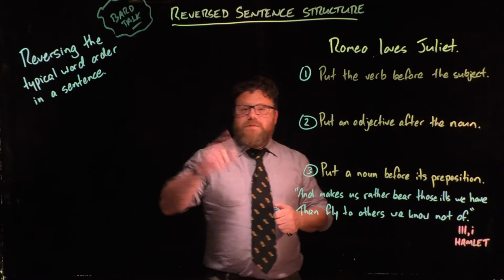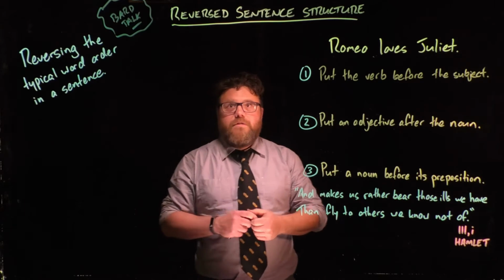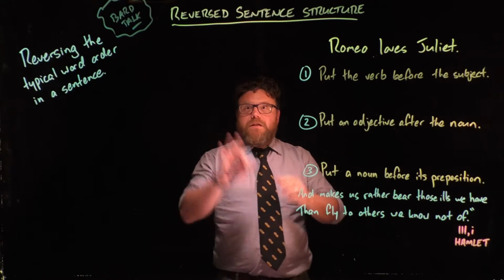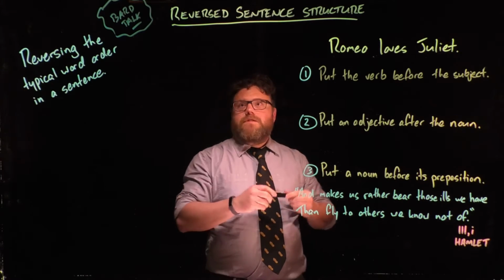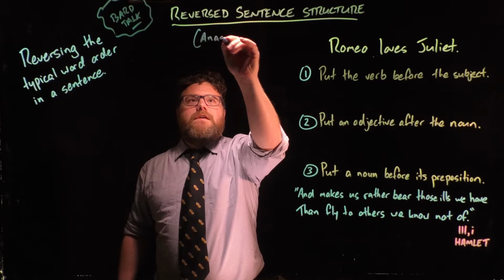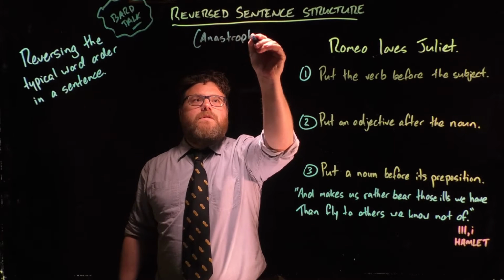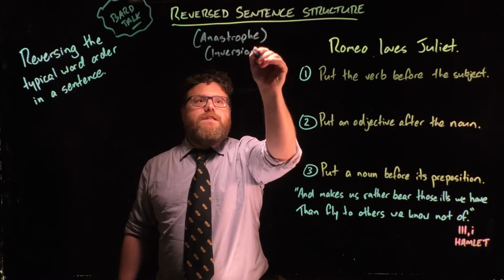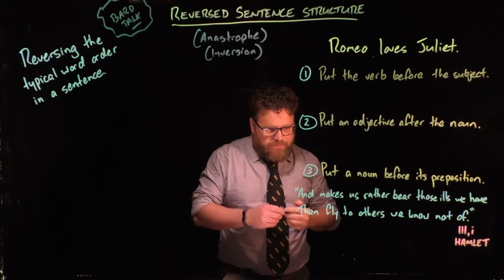Hi and welcome to another episode of BARD Talk on Grammar and Thongs, where I look at the language of Shakespeare, which can be quite complicated. Today we're talking about reversed sentence structure, which Shakespeare uses a lot. It's also known as anastrophe or simply as inversion, because you're inverting the order of the words.